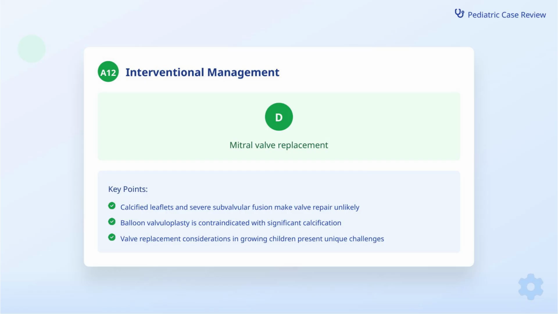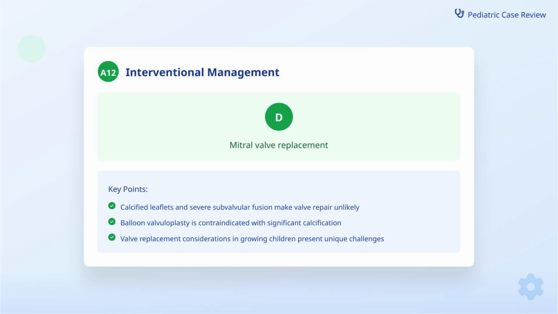The correct answer is D, mitral valve replacement. In this 9-year-old with severe mitral stenosis characterized by calcified leaflets and severe subvalvular fusion, mitral valve replacement would be the most appropriate intervention. The presence of significant calcification makes the valve unsuitable for balloon valvuloplasty, option B, which works best on pliable, non-calcified valves with primarily commissural fusion.